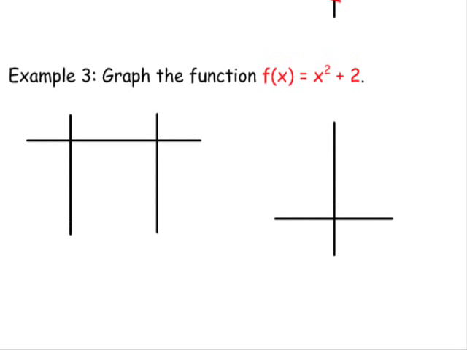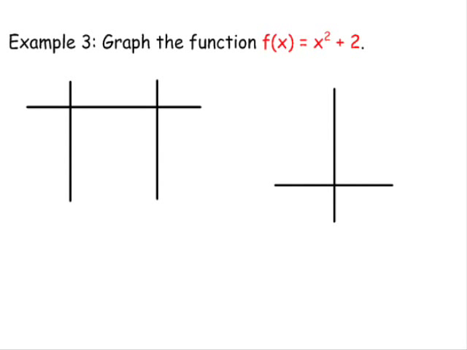Okay, a little too far. Okay, and once again, like I said, I kind of cheated with my table here, but you need to write that down also. So now it says graph the function f of x is equal to x squared plus 2. Now I want to go ahead and give you a warning.